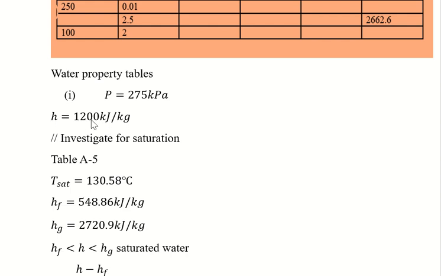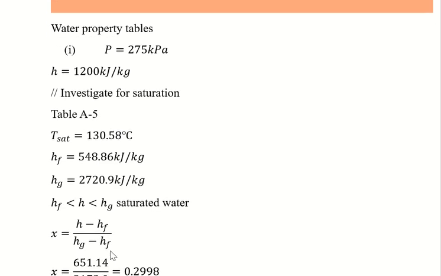So now we're going to compare the value that was given to these two. Why do we say this value is much greater than this, but less than this? That means this statement is correct: the specific enthalpy is greater than that of the liquid phase but less than the specific enthalpy of the vapor phase. That means whatever the water was given lies in the saturated region.